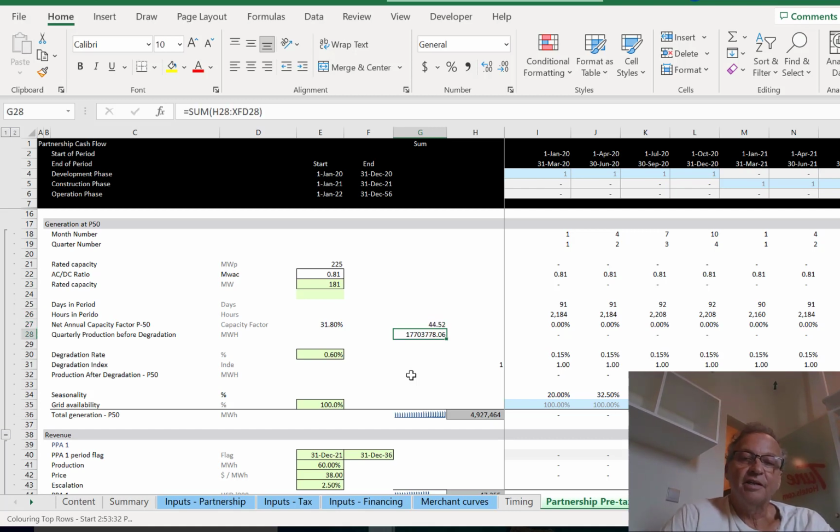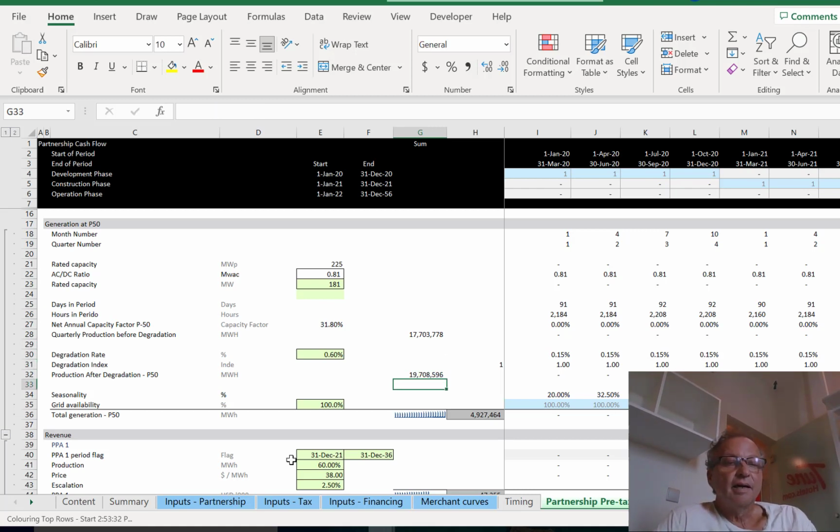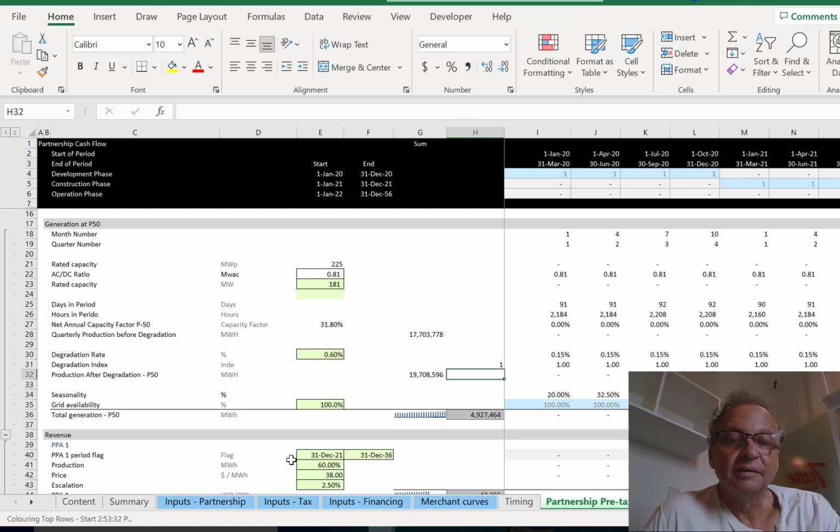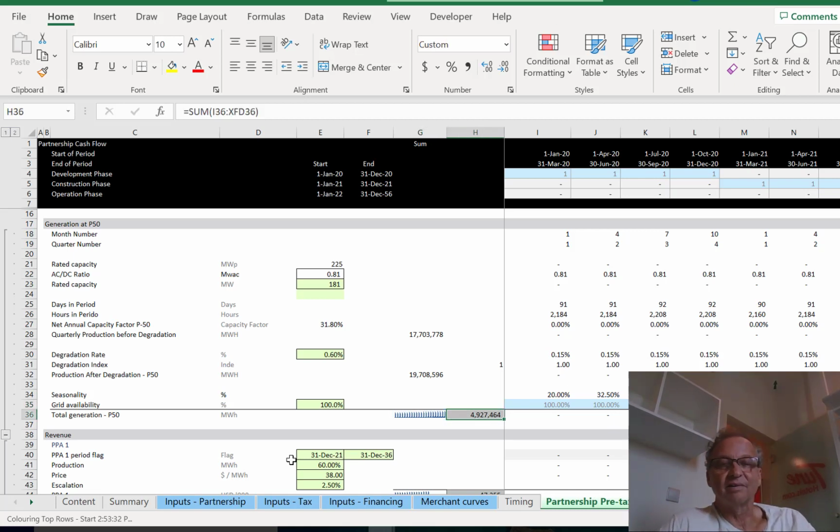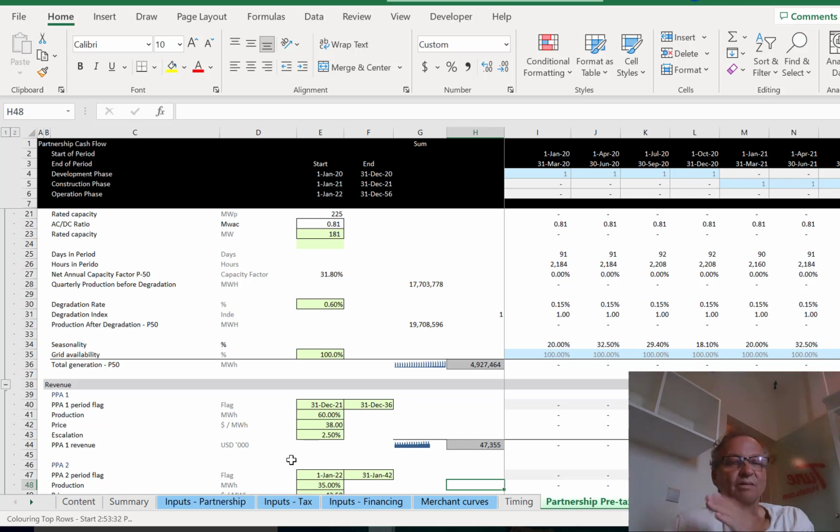Shift Control V for Victor, and I didn't really want that one. Shift Control W, Shift Control V. Okay, and we have the net generation. Okay, and production after degradation, and this should be the annual still, and this should be essentially divided by 4, and I have it in a different column. Okay.